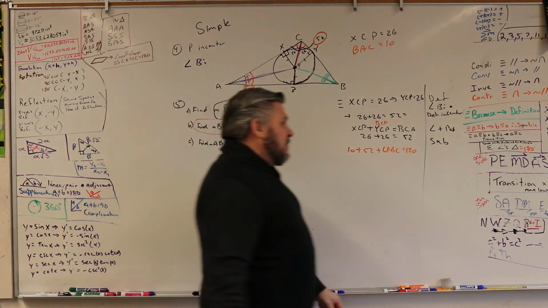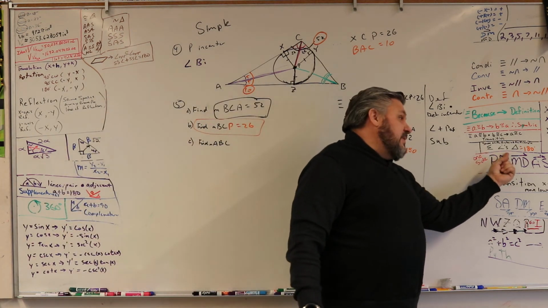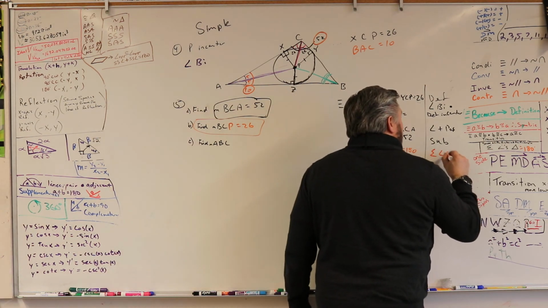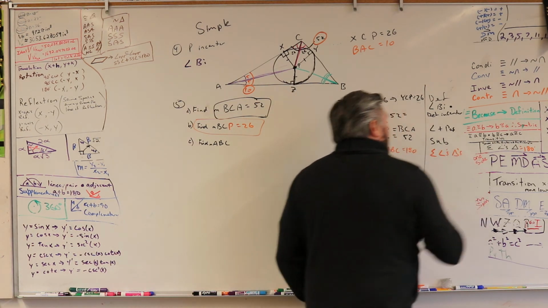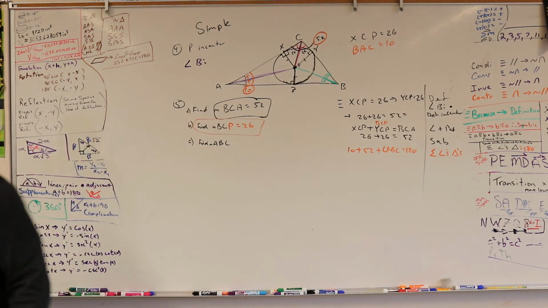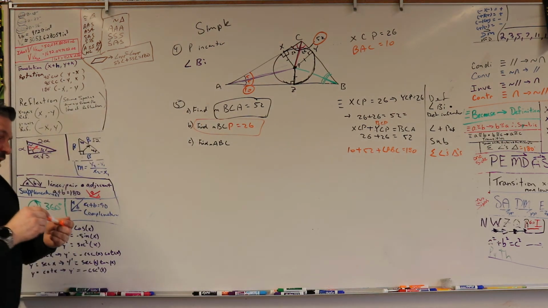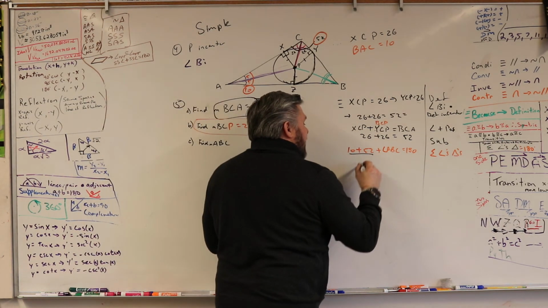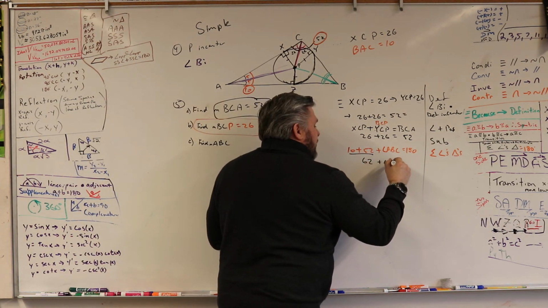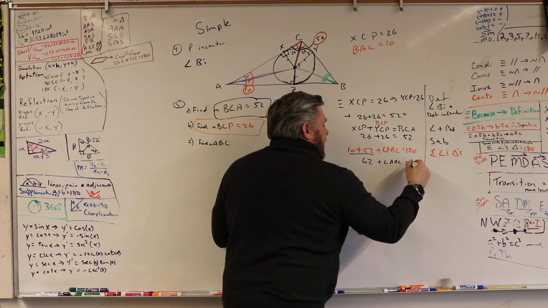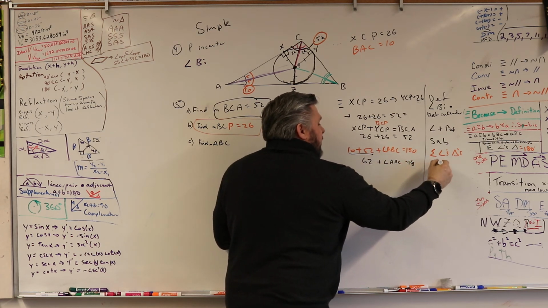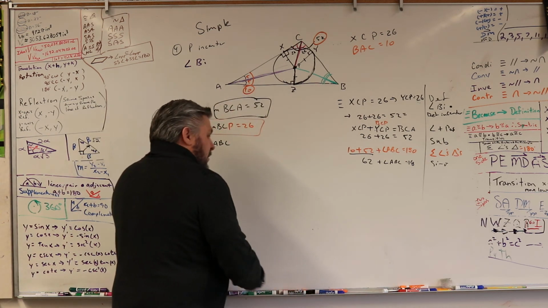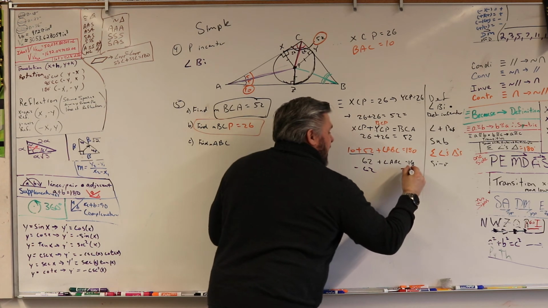What rule is that? The sum of the angles in a triangle, right? The sum of the angles in a triangle is 180. We learned that rule way back in the beginning. And so now we just add these up. So that's 62 plus angle ABC equals 180. And that simplifies, right? And then let's subtract 62.